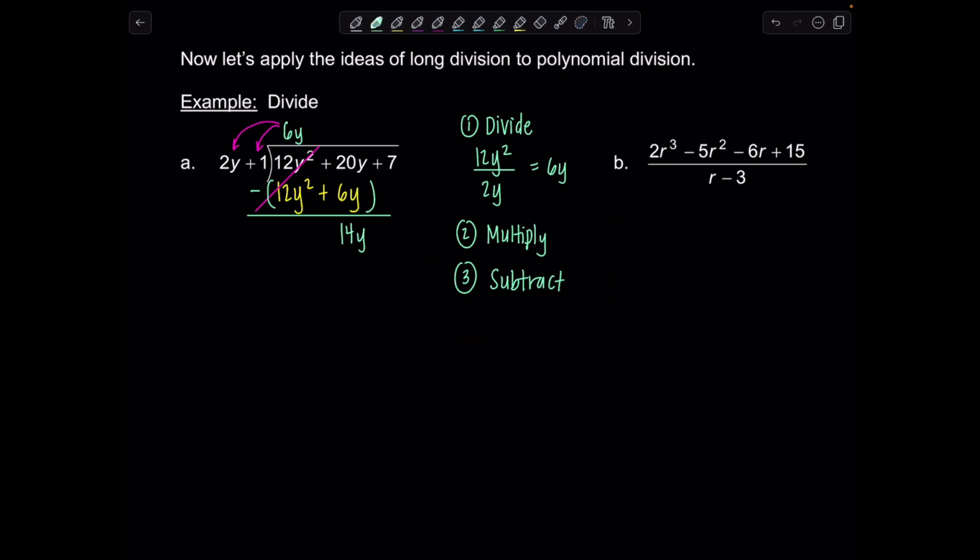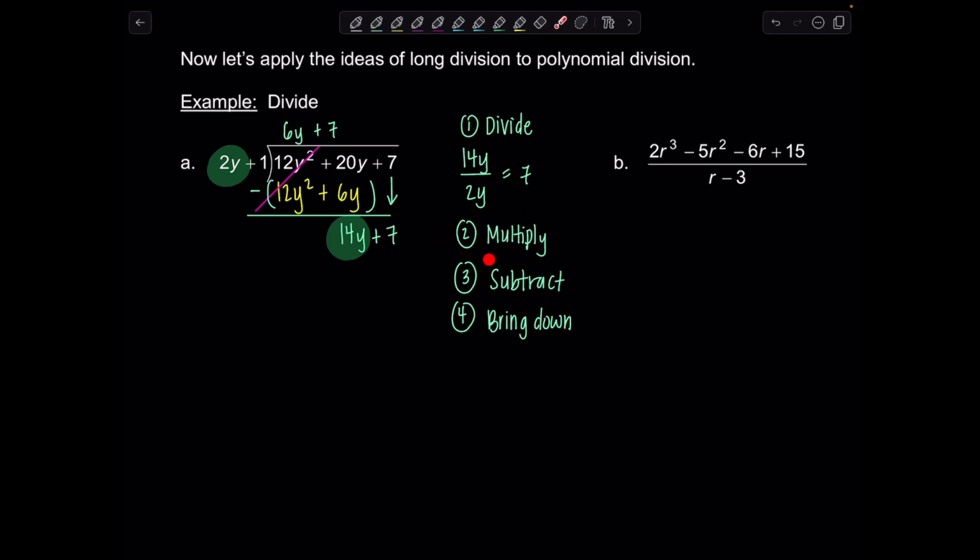Now, step 4, bring down the next term. Bring down the 7, so plus 7. And then we repeat the process. So you're just paying attention to 14y and 2y. Don't look at anybody else. So step 1, we divide. This time I'm only looking at 14y and 2y. So 14y divided by 2y is 7. Again, alternatively, you could think to yourself, what do I multiply 2y by to make it 14y? And that goes up here. So put plus 7.